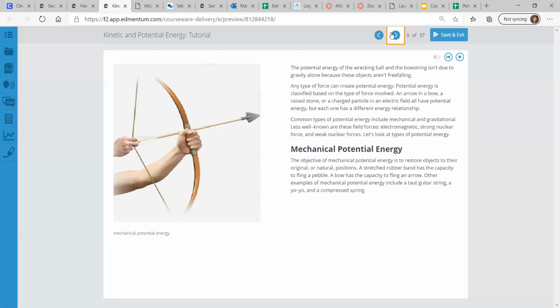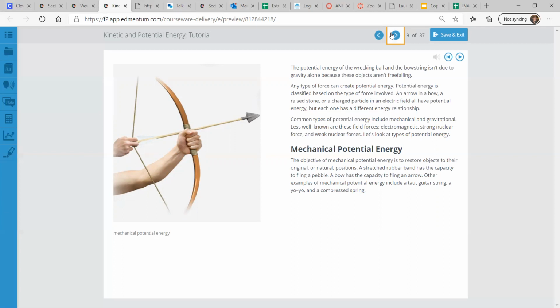Common types of potential energy include mechanical and gravitational. Less well known are these field forces: electromagnetic, strong nuclear force, and weak nuclear force. Let's look at types of potential energy.